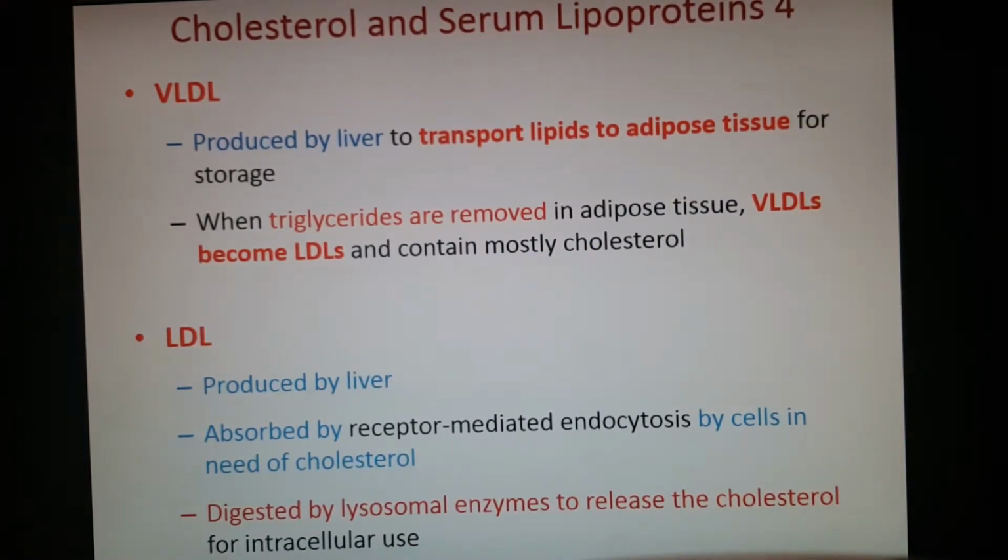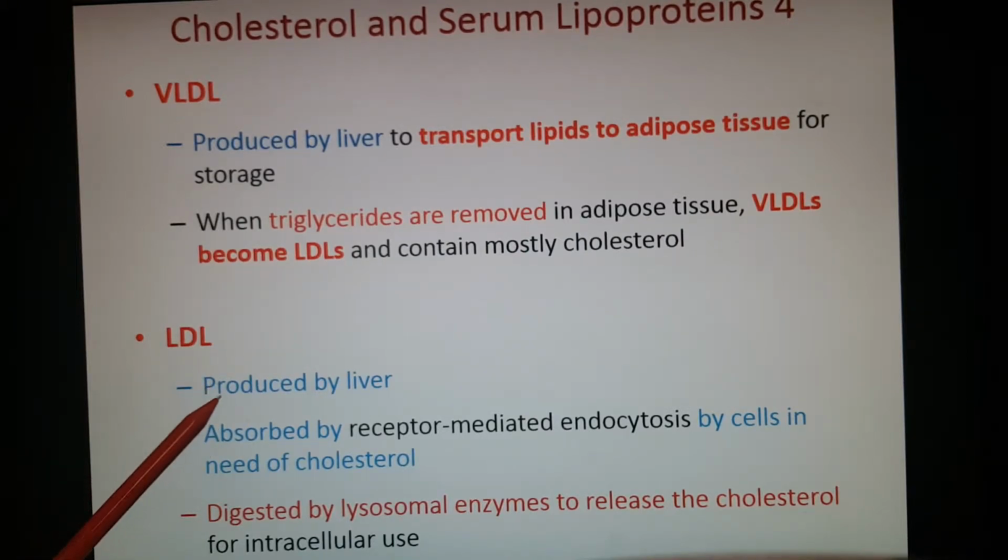So now moving on to the different functions of your different lipid packages. Your VLDL, or very low density lipoprotein, is produced by the liver, and its job is to transport the lipids to adipose tissue so they can be stored. Once those triglycerides are removed, you still are left with the cholesterol core. So it goes from being a very low density lipoprotein to a low density lipoprotein.